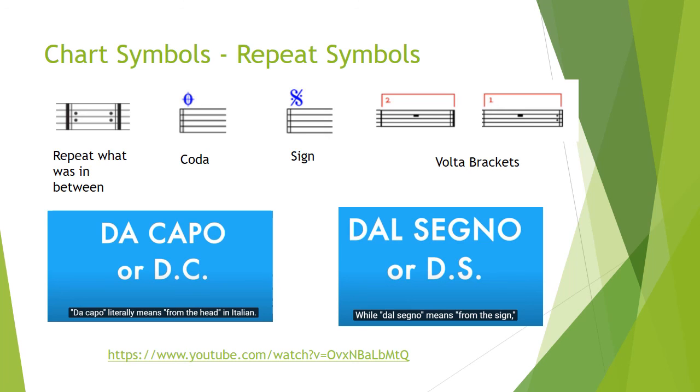Also, symbols that do occur include da capo or DC and dal segno or DS. Da capo means from the head. So in other words, if you see that symbol, you go back to the head, that's the beginning. Or dal segno, DS, means go back to where you see a sign and then start playing from that point. At the bottom of the screen, you can see a link to a very good video which explains all these terms, especially the terms relating to reading charts. It goes quite thoroughly through that concept.